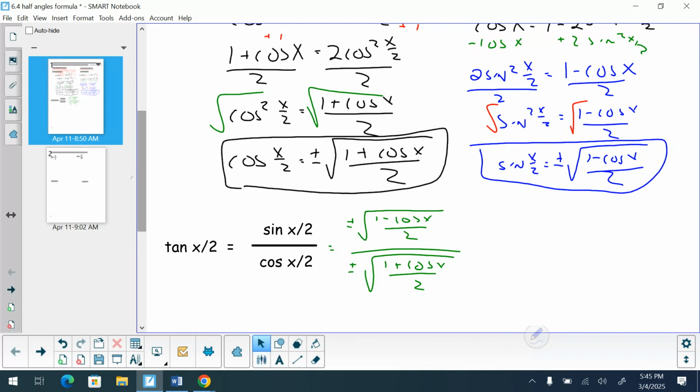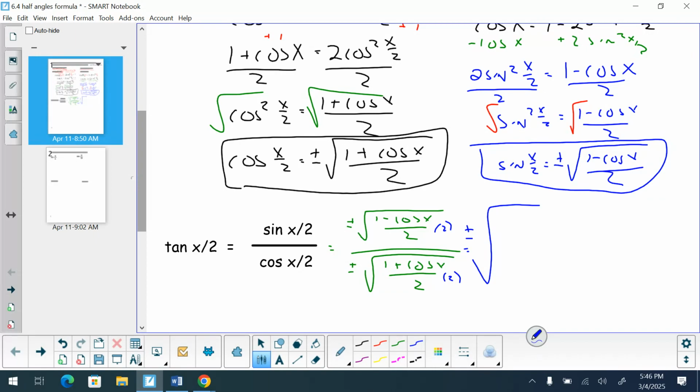We can simplify this underneath one radical. And if we use our complex fraction idea, multiplying top and bottom by a value of 2, they will cancel out. So we have 1 minus cosine of x over 1 plus cosine of x. So there's your tangent of half angle, which is just your sine over your cosine. Now, we can do two different alternate forms for the tangent of half x.